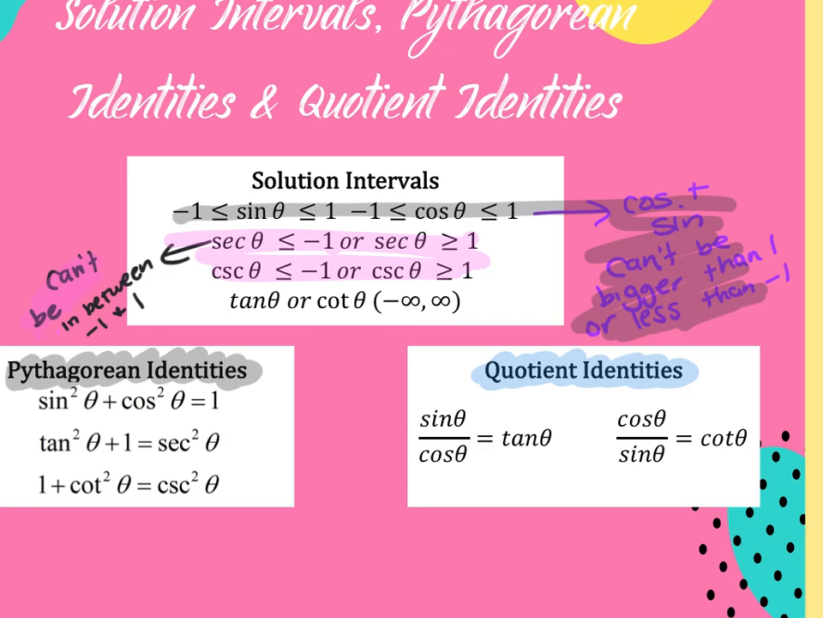So we will use the name Pythagorean identities a lot, not so much quotient identities. I'll ask you sometimes, what's tangent? And you'll tell me it's sine over cosine. I don't really call it quotient identity. But the Pythagorean identities we'll call by name a lot.